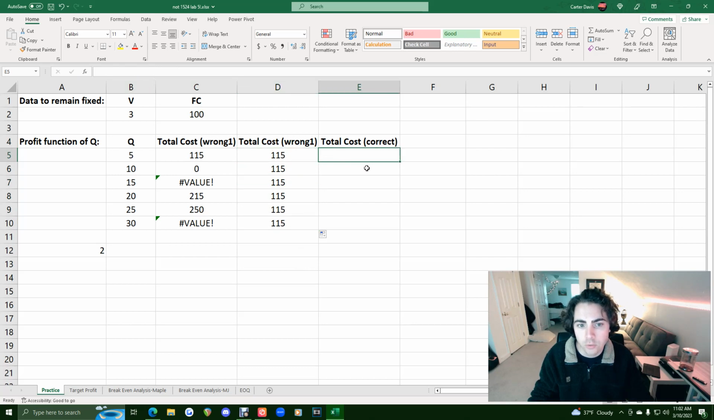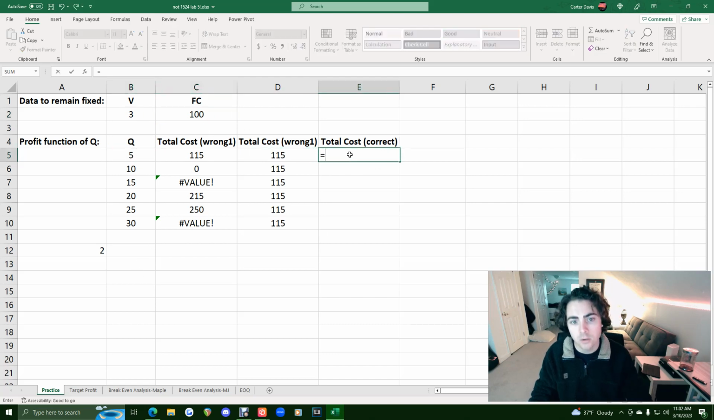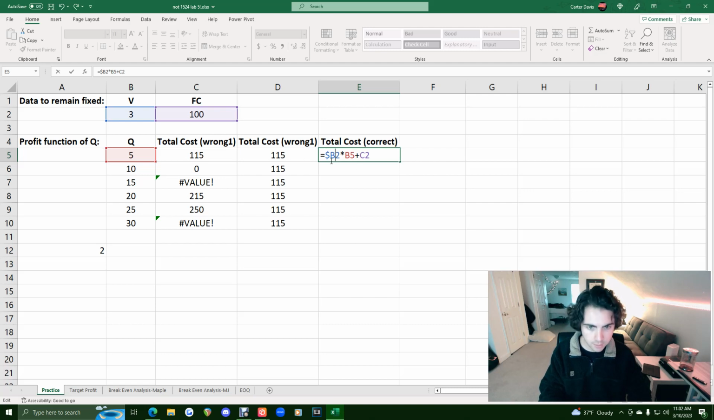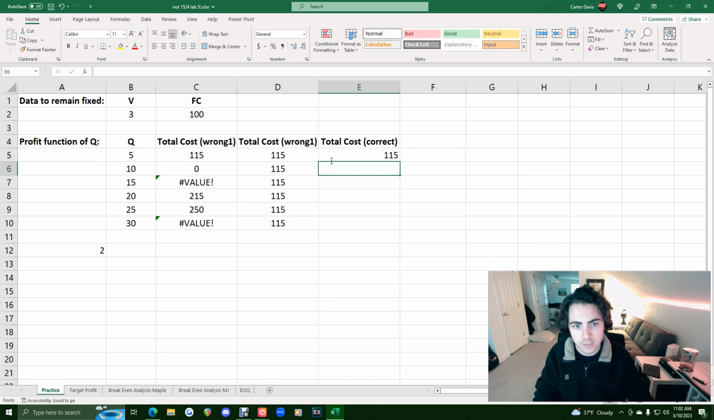So now to enter the total cost correctly, we want to lock variable costs and fixed costs in, but we want to let the quantity move freely. What I like to do is just go ahead and type everything in without $ signs and then add them after the fact. So variable cost times quantity plus the fixed cost. Now, what do we need to keep in place? We're keeping the variable cost, the 3, in place. So that's this first one here. So we put $ signs around the B. And the B5, the quantity, we want to leave the same. And the fixed cost, we want to lock in place. So we do that, hit enter.